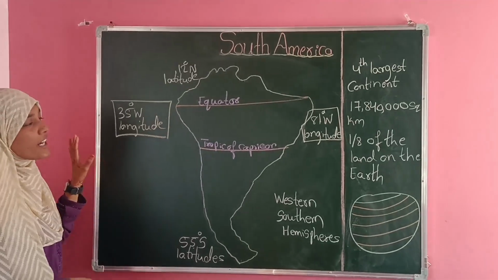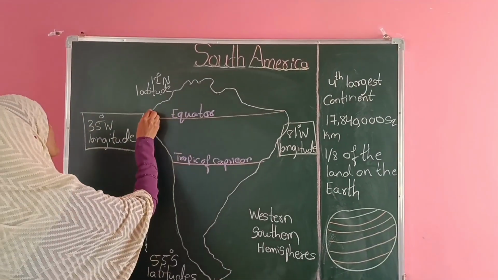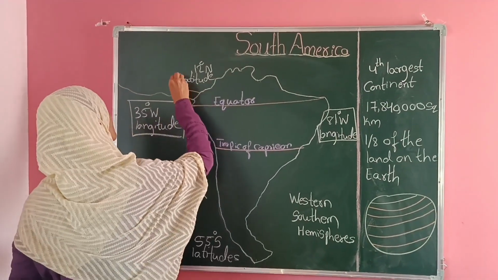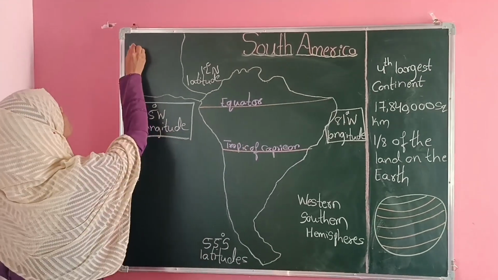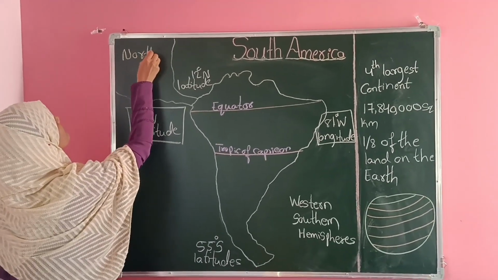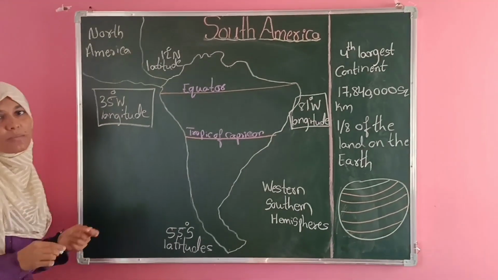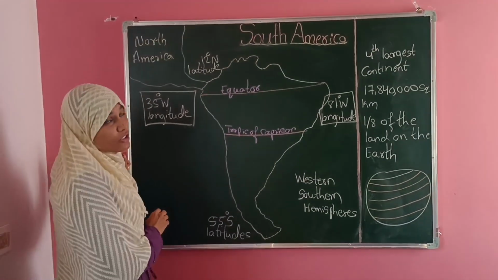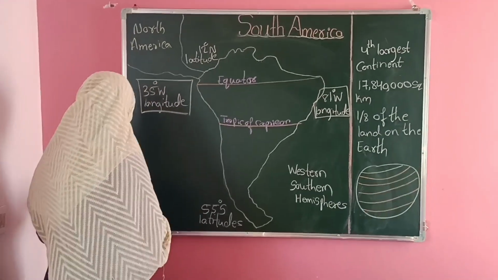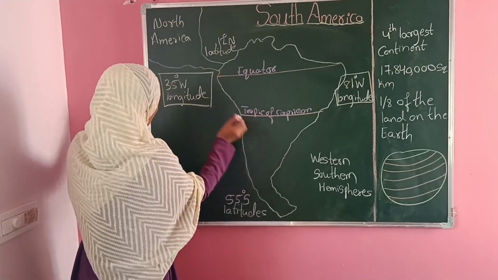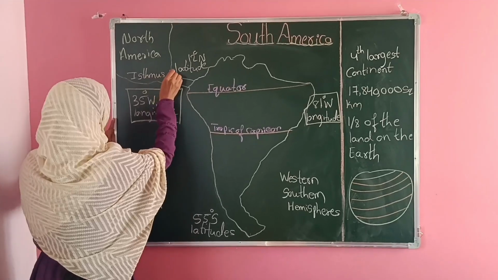This continent is connected to North America by the Isthmus of Panama. An isthmus means a land which connects two continents. The Isthmus of Panama connects North America and South America here.